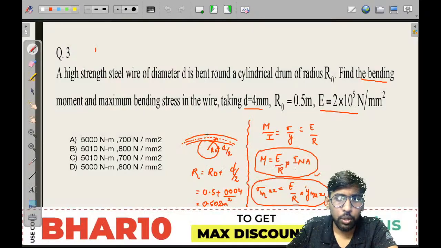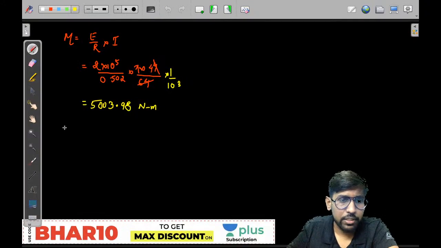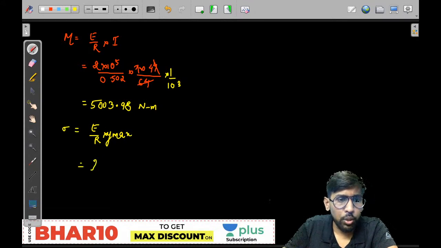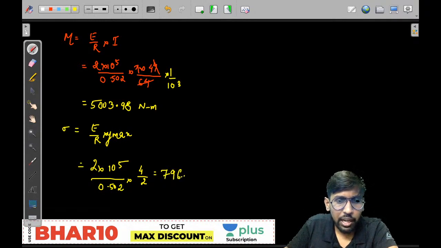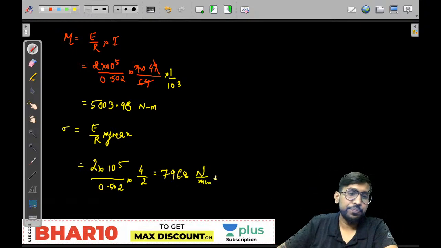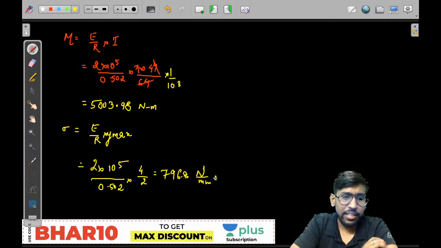Sigma, what are you going to get? Sigma max is E by R into Y max. So E is 2 into 10 power 5. R you have seen is 0.502. And this multiply with D by 2, that is 4 by 2. So the value you are getting is 796.81 Newton per mm square. Are you getting this value?